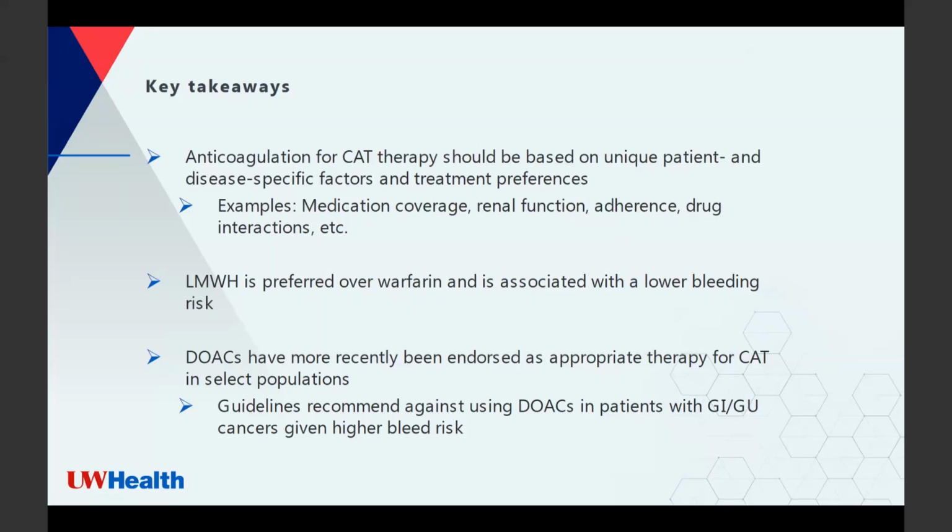We've also known for a while that low molecular weight heparin is preferred over warfarin and is associated with a lower bleeding risk compared to warfarin. And then more recent data has supported use of DOACs in select populations. And then as a reminder, guidelines recommend against using DOACs in patients with GI and GU cancers given the higher bleed risk in the available evidence.